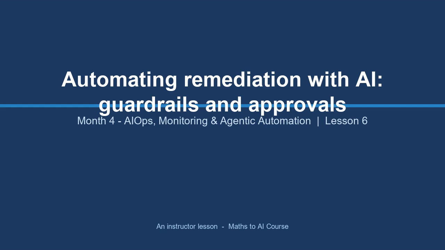Welcome to Lesson 6. Up to now everything has been read-only and safe. Today we cross the line into action, the one stage that can cause real harm at fleet scale. This lesson is entirely about doing that safely: approval gates, blast radius limits, staged rollout, least privilege credentials, and automatic rollback, so that AI-assisted remediation never turns into a fleet-wide incident.